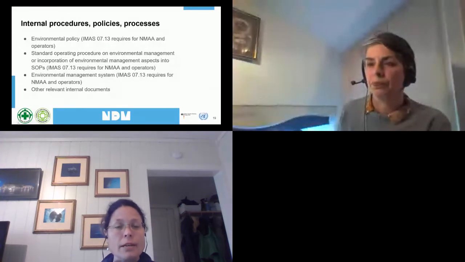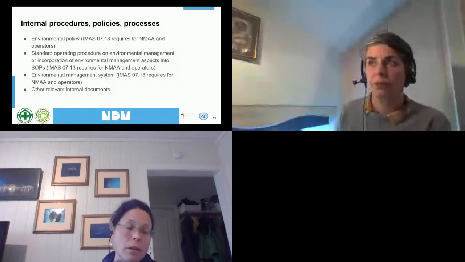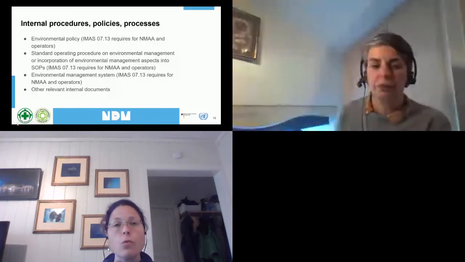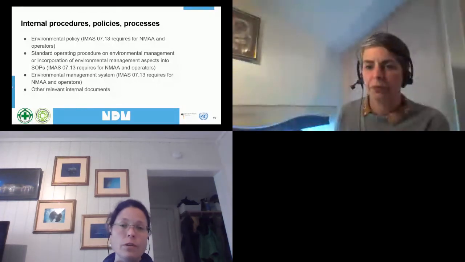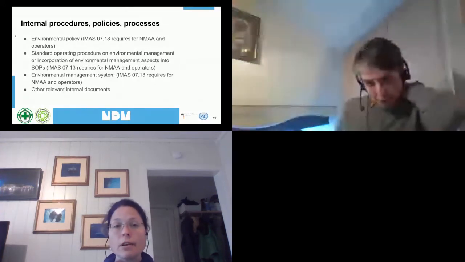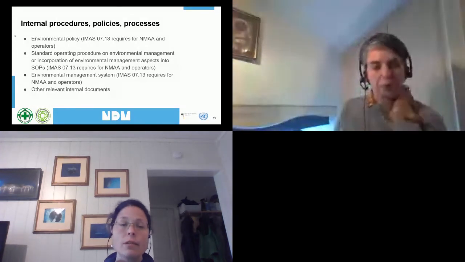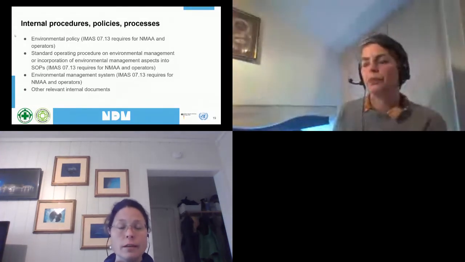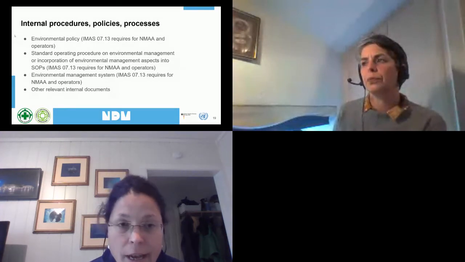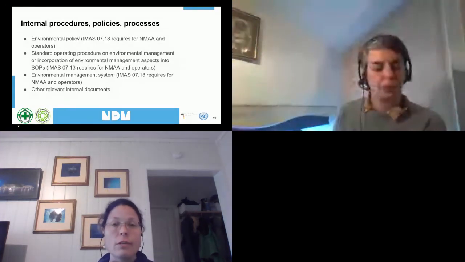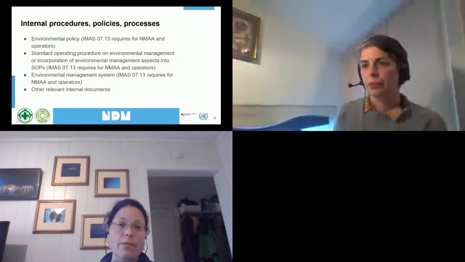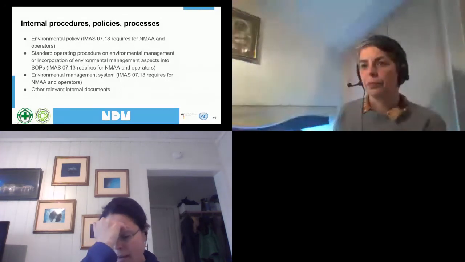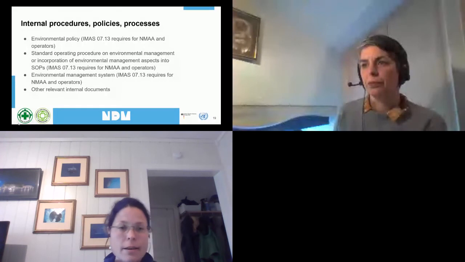Okay, step 3 is looking at, and speaking from an operator's standpoint, what are our internal procedures, policies, and processes regarding environmental management? So first of all, the UNMAS standard on environmental management does lay out some requirements, particularly for the national authorities and for operators. And the first is that both the national authorities and the operators should have an environmental policy. NPA has just adopted one, and it is on our website if anybody wants to look at an example.